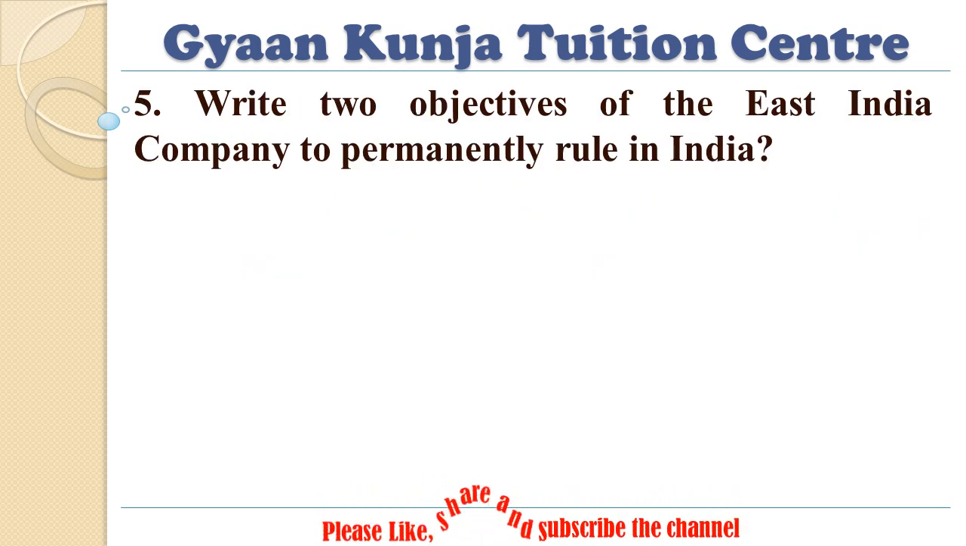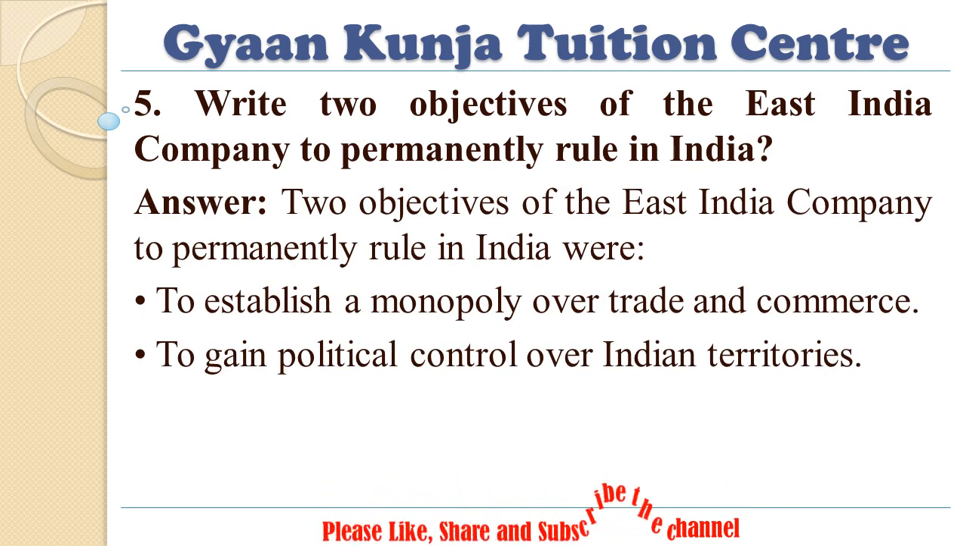5. Write 2 objectives of the East India Company to permanently rule in India. Answer. 2 objectives of the East India Company to permanently rule in India were to establish a monopoly over trade and commerce, and to gain political control over Indian territories.